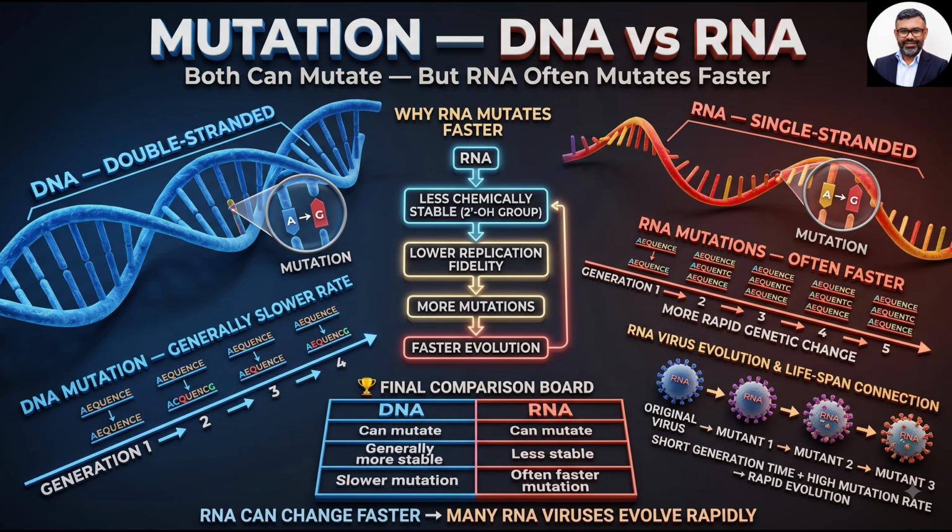Can both DNA and RNA mutate? Absolutely, both can undergo mutations, which are changes in their nucleotide sequences. But RNA is generally less stable than DNA, and many RNA replicating systems have lower replication accuracy. Therefore, RNA often mutates faster than DNA. This is especially important in many RNA viruses. Their high mutation rate and short generation time allow them to produce genetic variations quickly. So remember, both DNA and RNA can mutate, but RNA often mutates faster, contributing to rapid evolution in many RNA viruses.